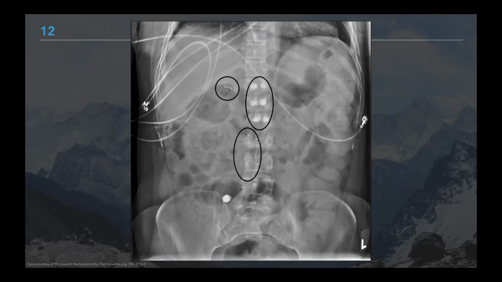So that's an IVC filter, that's what it looks like. You can sometimes get ones that look like an upturned umbrella, but it's basically a cage-like structure projected slightly to the right of the midline. And then this little guy here is a capsule endoscopy.